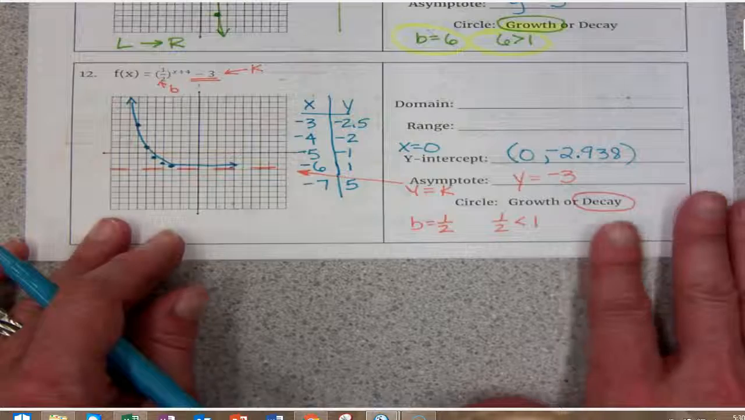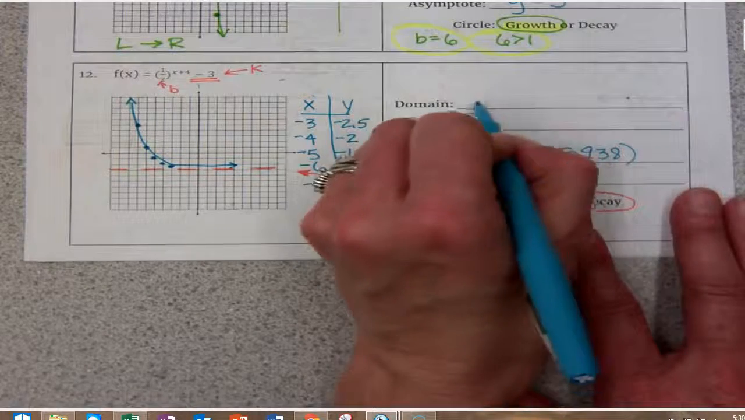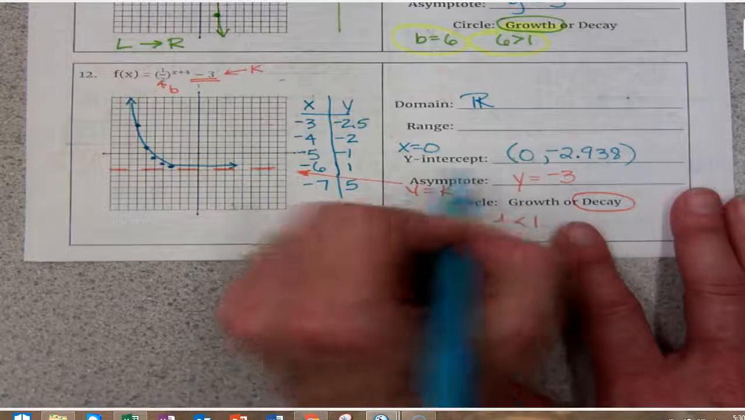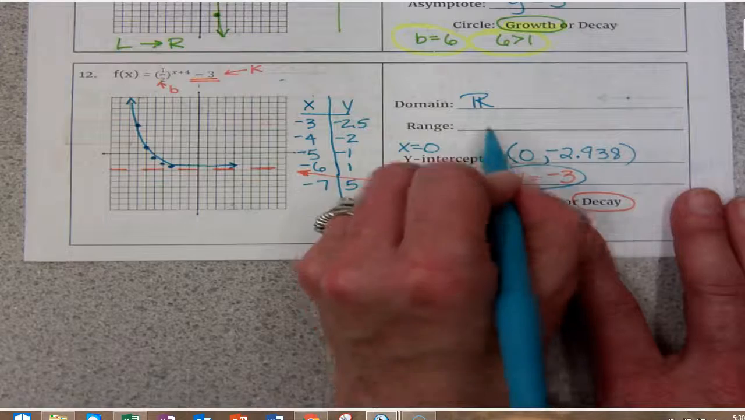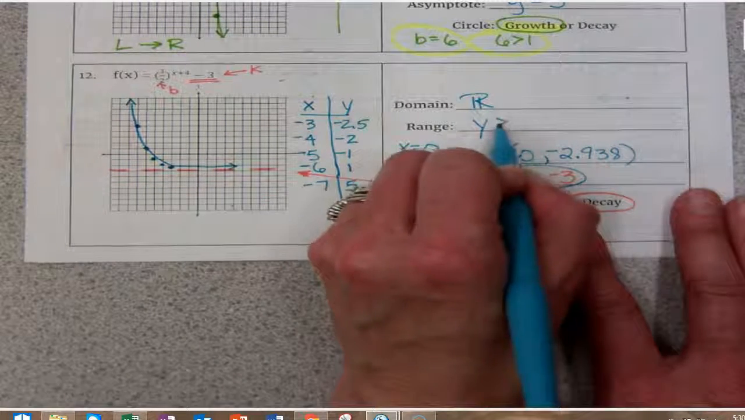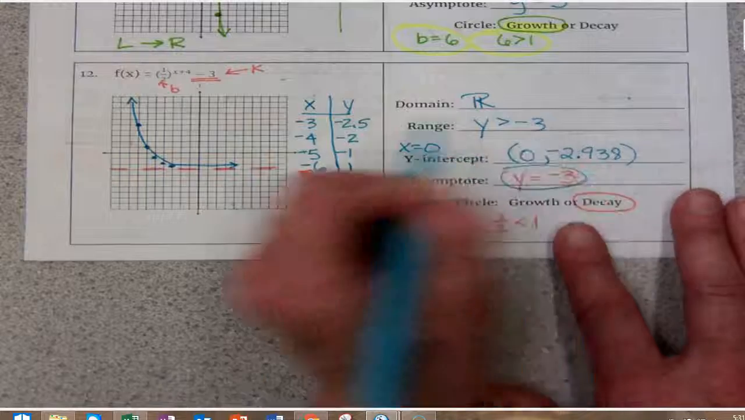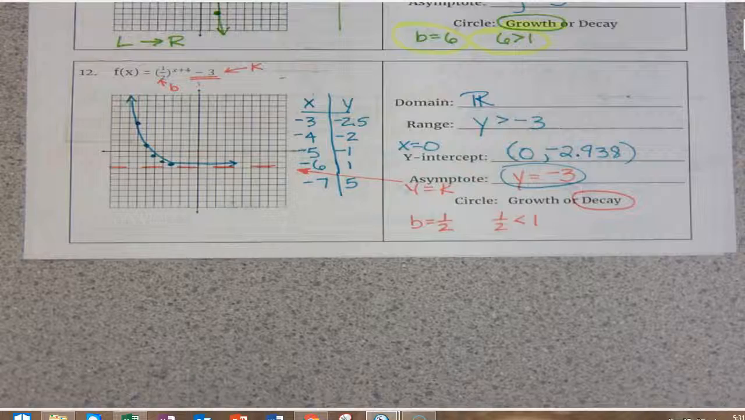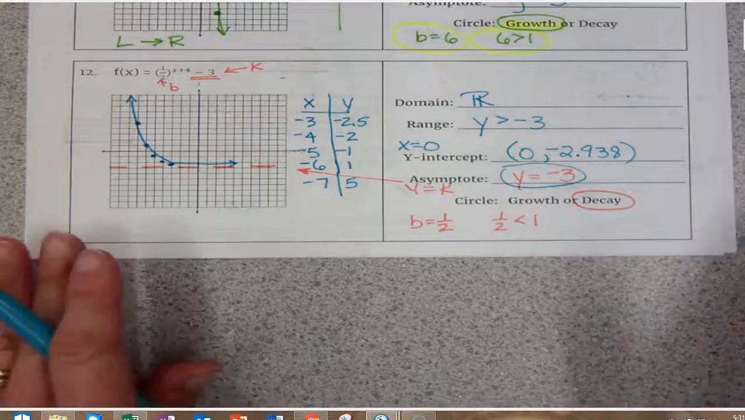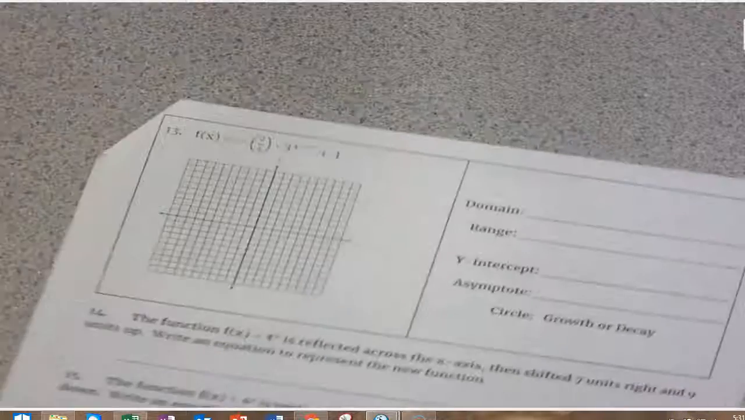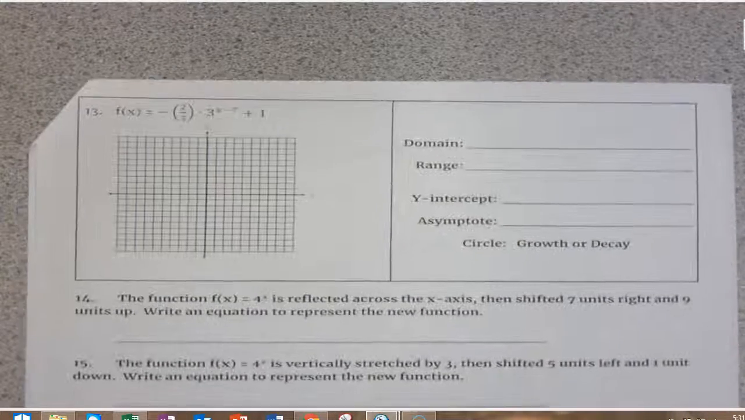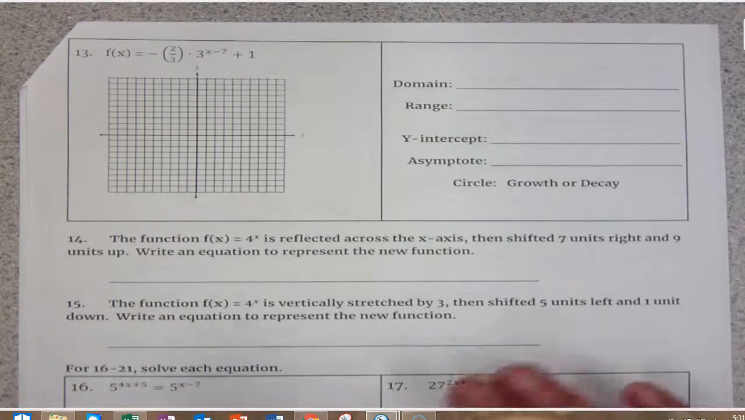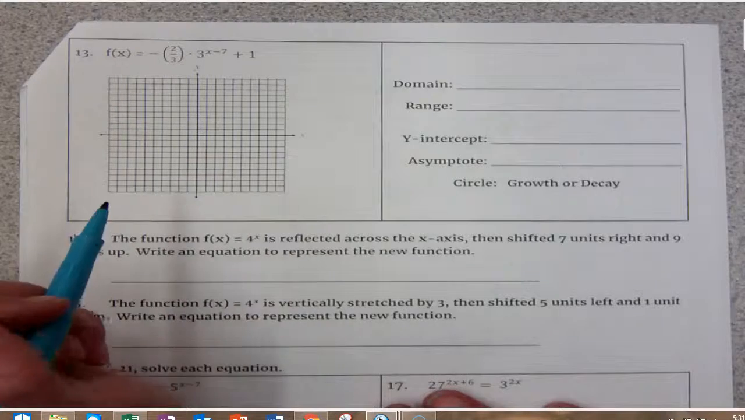Okay. Now, my domain, surprise, surprise, all real numbers. My range, look at this. Y is going to be greater than -3. Isn't that interesting? How these two are always going to help one another. Okay, so hopefully you're getting this. I think I've got one more, and then we'll finish up to 15 on this video, and then we'll do one more video for the last page. So here we go.